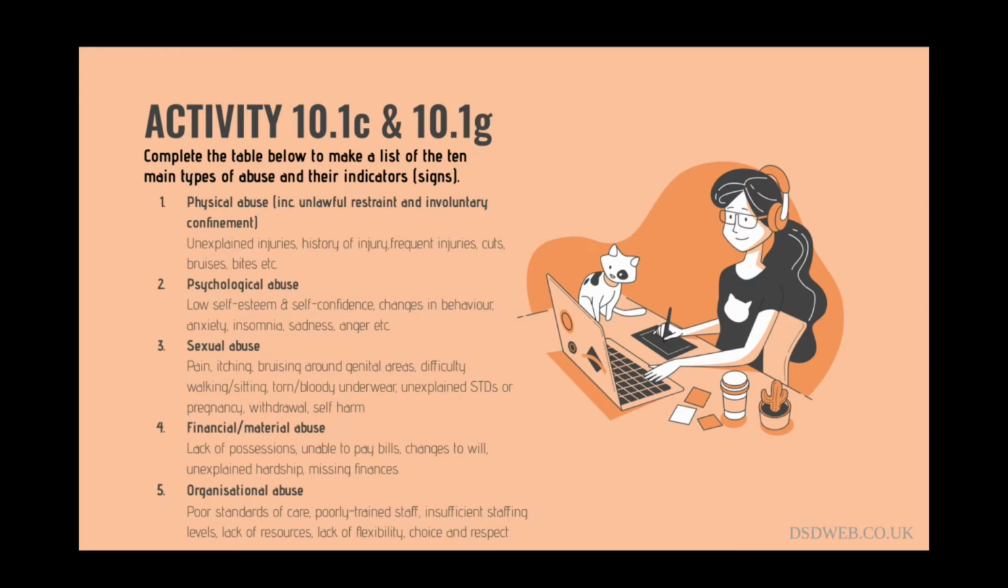Indicators of physical abuse could include unexplained injuries, a history or high frequency of injuries, reluctance to seek medical attention, signs of malnutrition, changes in behaviour when in the presence of a particular person, cuts, bruises, burns, and scalds.